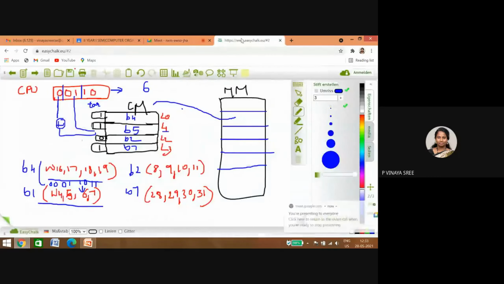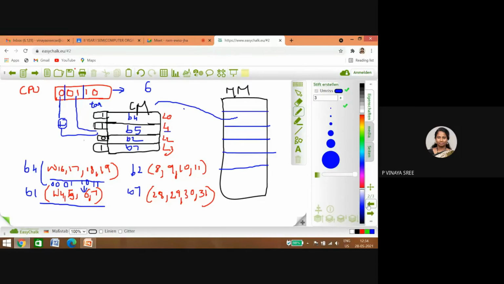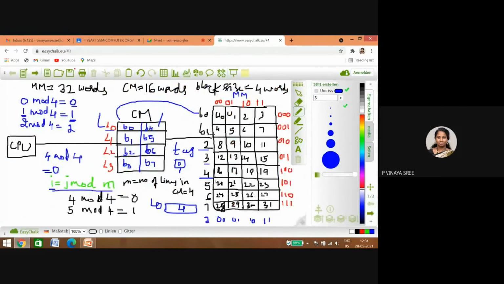Okay. So in this case, it goes to line number 0, and after going, it checks with the tag. If there is no tag matching, that indicates that it is a cache miss. So what it will be doing is, whatever the block that it missed, it goes to that block, and B1, this block has to be placed instead of this, B5 has to be removed, and this B1 has to be placed in line number 1.